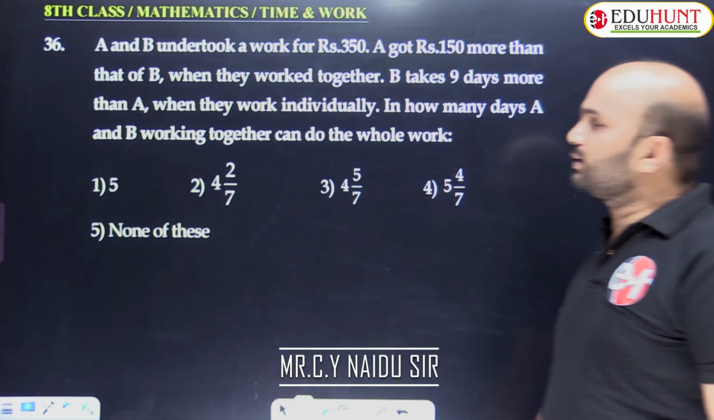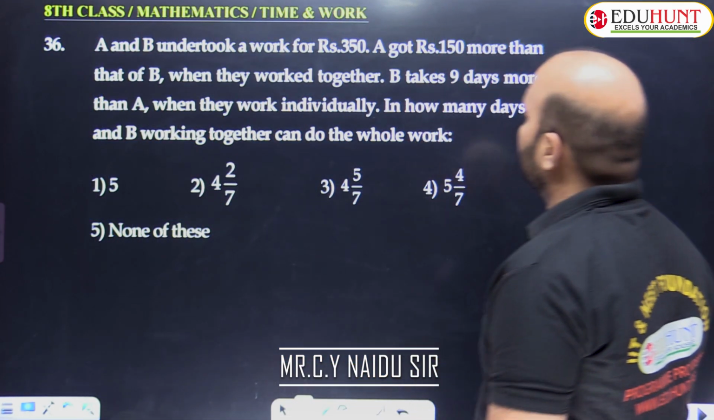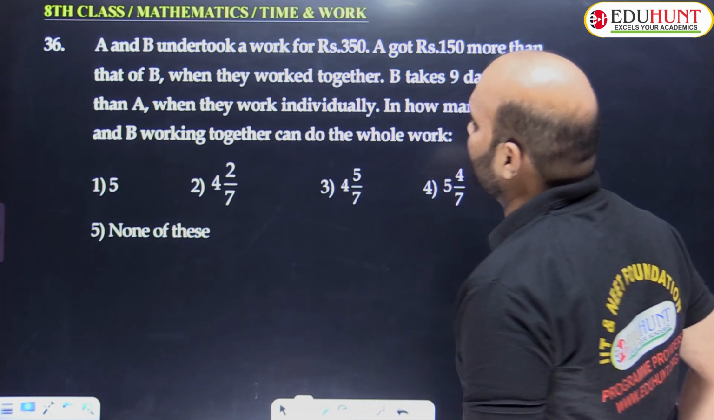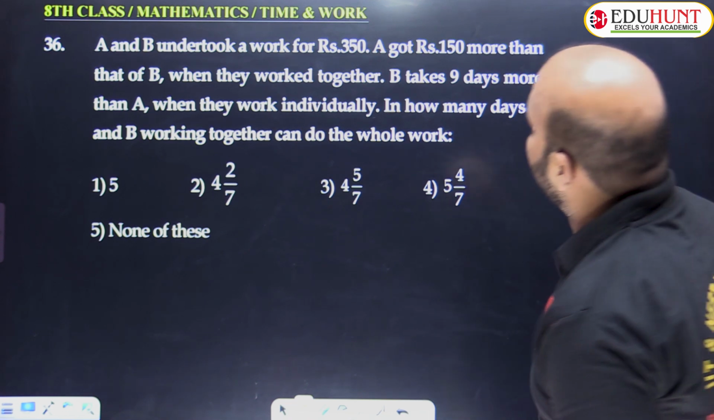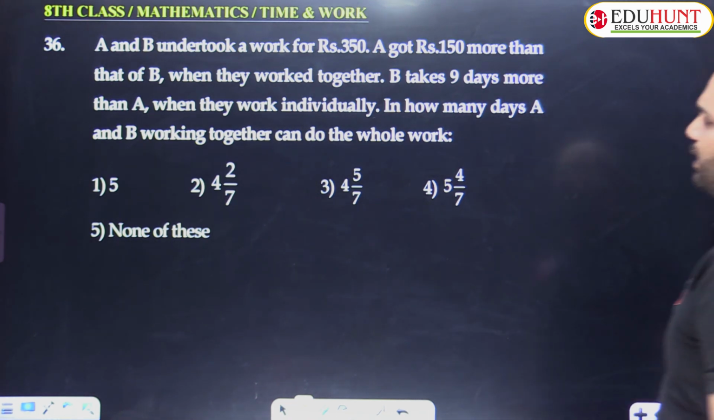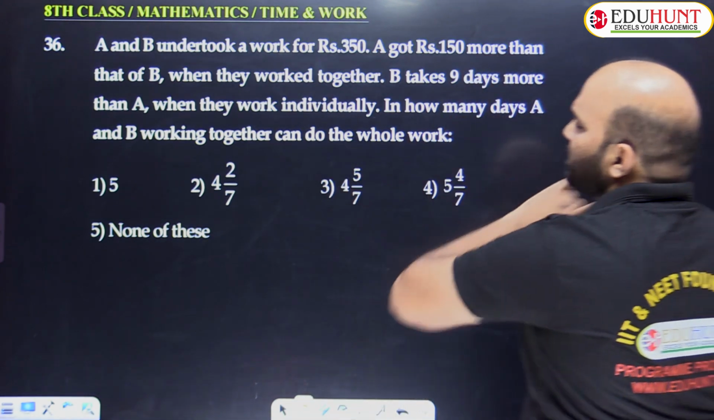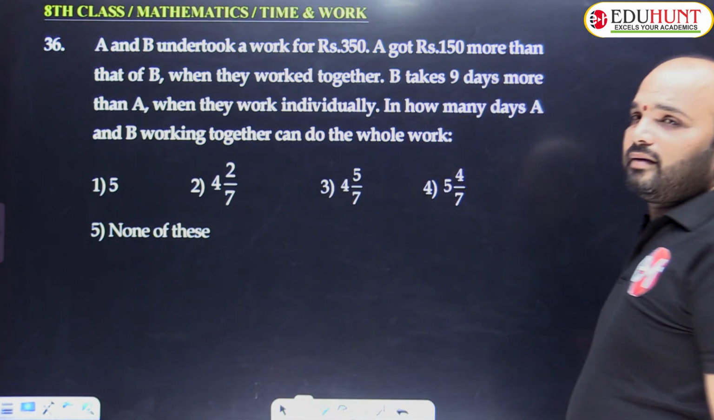Let's go to question number 36. A and B undertook a work for 350 rupees. A got 150 rupees more than B. When they work together, B takes 9 days more than A. Working individually, in how many days can A and B working together complete the whole work?